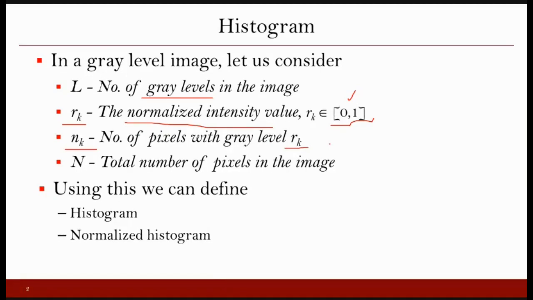Let's say the value of r_k is 0.5. You have to count how many pixels in your image have the gray value 0.5, and that will tell you the value of n_k. And capital N will denote the total number of pixels in the image. This basically means it is the sum of all the n_k's. So if you sum all the n_k's, you will get capital N. Using this notation, in this class we'll talk about how to define the histogram, and then later about how to compute the normalized histogram.